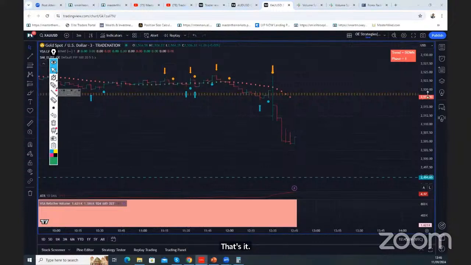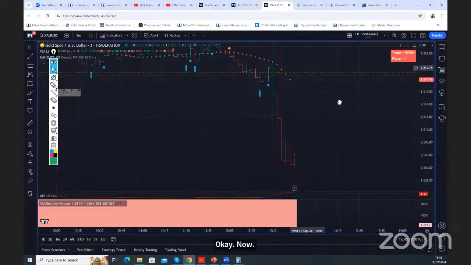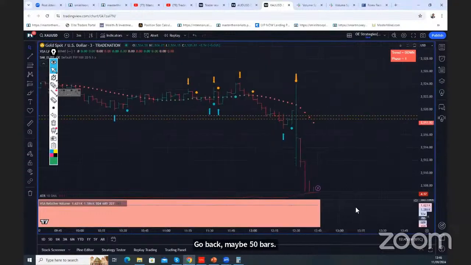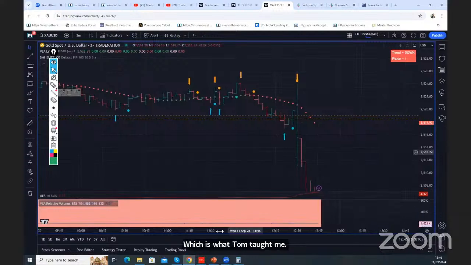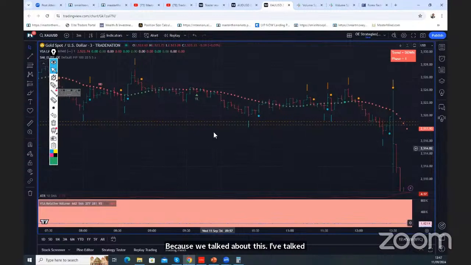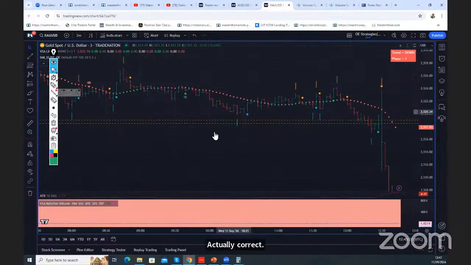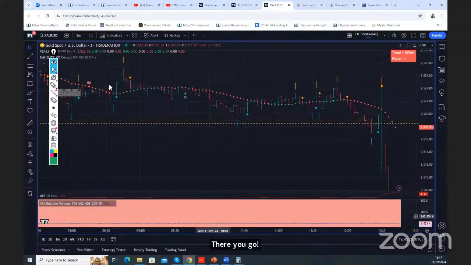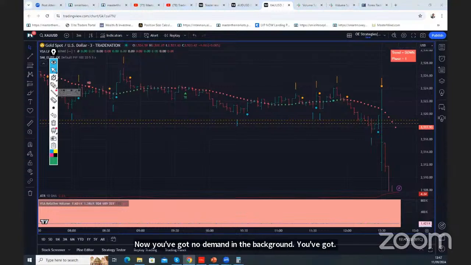Okay, now go back maybe 50 bars, which is what Tom taught me. Because we talked about this, and I've talked about where gold was going to go. It's actually correct. There you go. Now, you've got no demand in the background. You've got SMI confirming it. So what are we actually looking for as traders and investors?